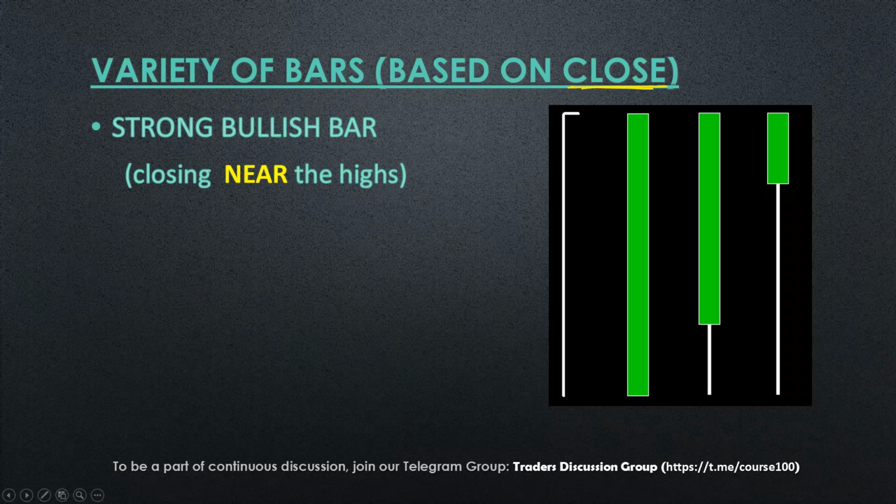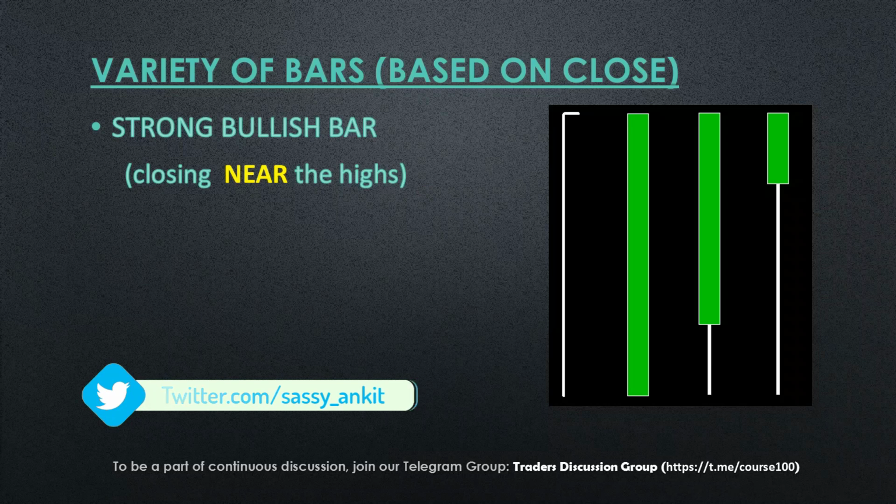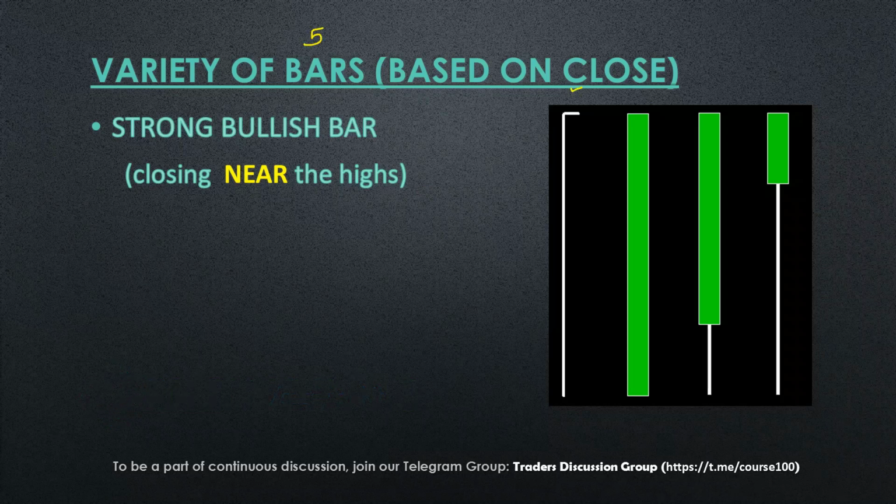So, types of bars. Let's check the varieties of bars based on different criteria. Here we are observing based on close. There are 5 bar types which are based on close. First of them is referred to as the strong bullish bar. The strong bullish bar is a bar which closes near the highs, like this. That's your bar, and the close is near the high of the bar.